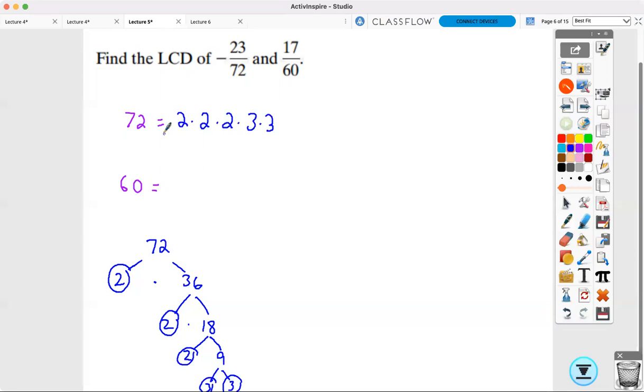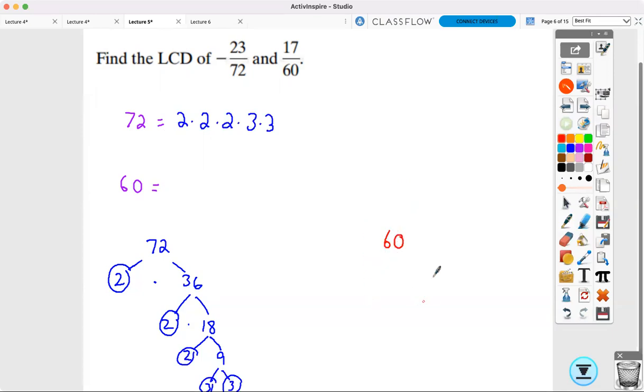And I'm gonna do it on my calculator to just show myself. 2 times 2 times 2 times 3 times 3, and I got 72. Let's go ahead and do 60 now. Let's do 60.